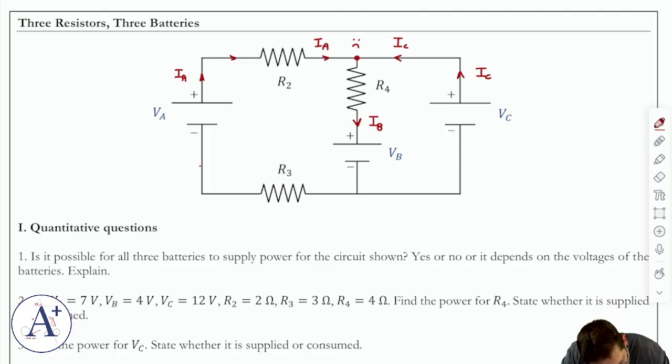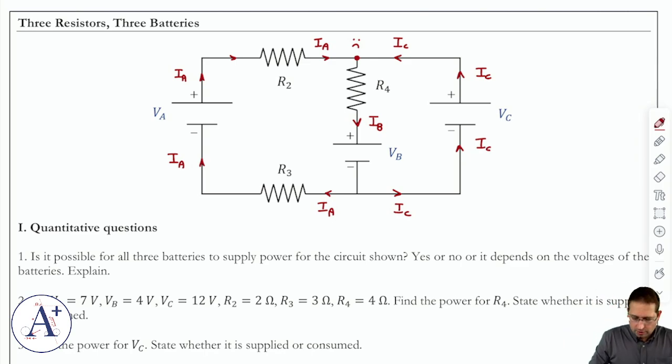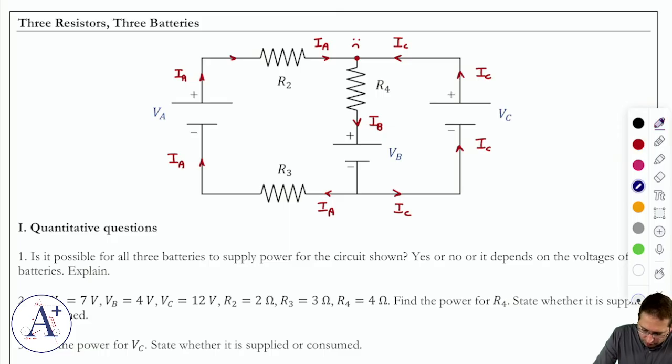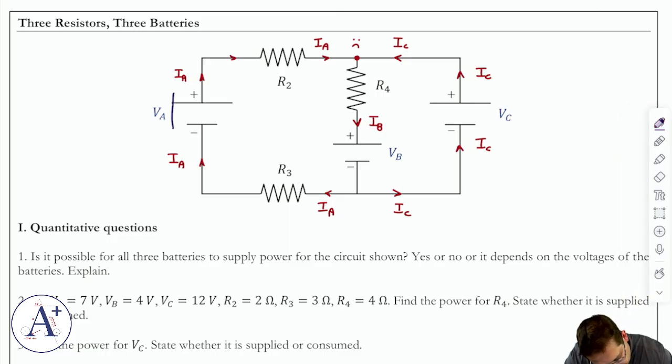I know that if IA leaves the battery, it has to come back in the other side. So this is actually going to be IA. That means that this is going to be IC. All right. And then I can draw my voltages. Voltage arrows go from minus to plus. So let's do the batteries first because those are easy.